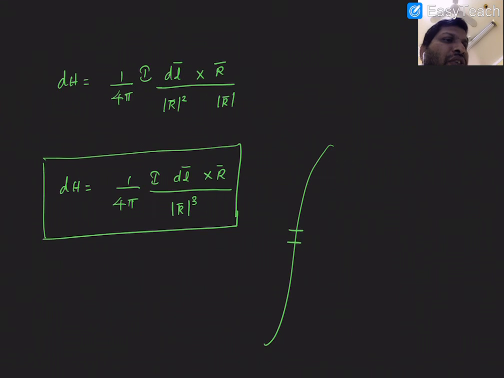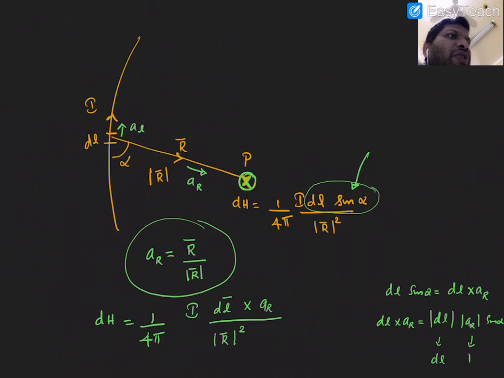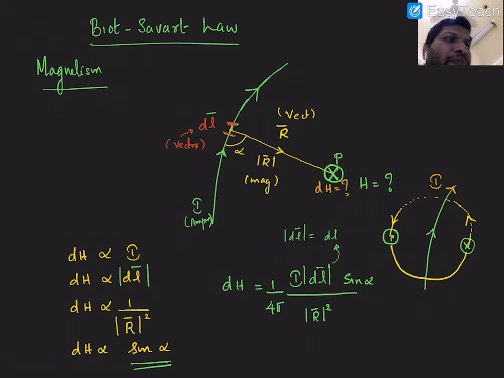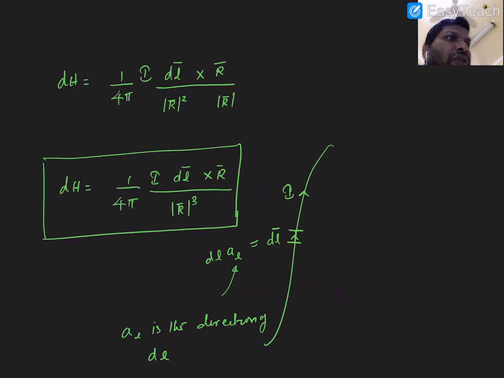So let us consider this is the small current element dl. It has a direction I am showing. Actually this is the direction of the current I. So this is my vector dl, and I can represent it as dl into AL. What do we mean by AL? AL is the direction of dl. So the magnitude of dl bar is dl, and this is the direction of dl. I hope it is clear to you.